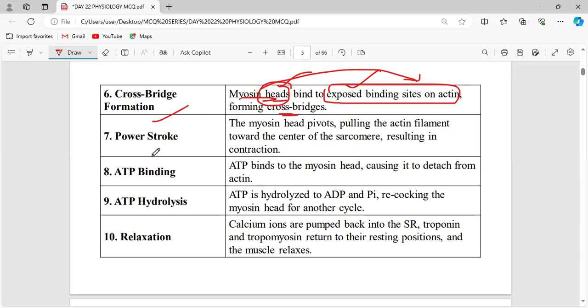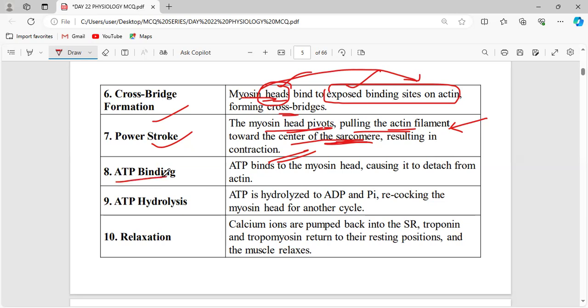After it forms the cross bridges, power stroke. See, the myosin head pivots, pulling the actin filament towards the center of the sarcomere, resulting in the contraction. It is pulling using the head. The actin filament is getting pulled by the myosin. It results in the contraction.